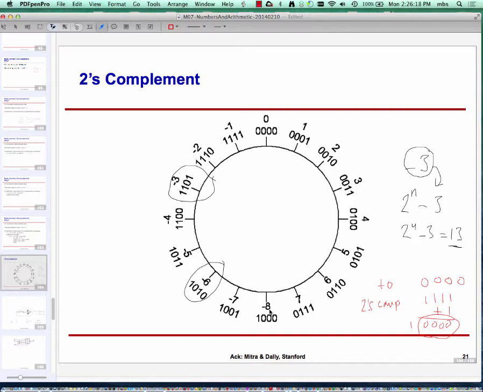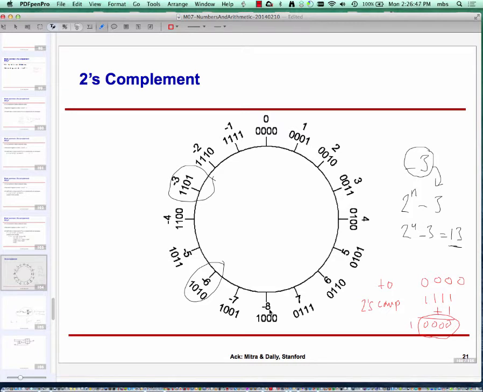If I have generally n bits, the most positive number would be the most significant bit being 0, the rest 1. So you have 0 followed by n minus 1 ones. That's the most positive number in a 2's complement representation. And the most negative number would be the first bit position being 1 followed by all zeros. And that would represent the most negative number.